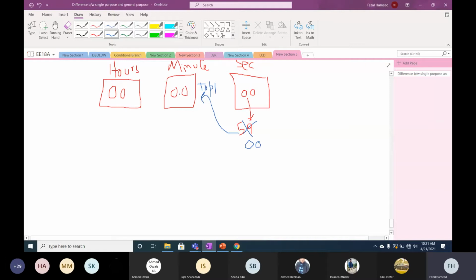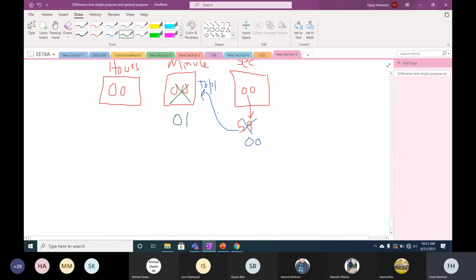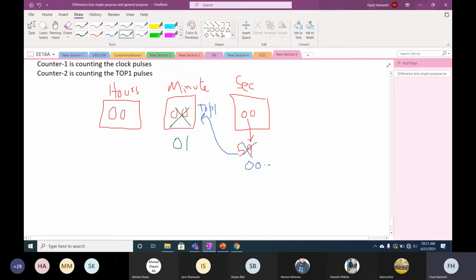What will be the value of minute? Should be 0, 1. And again, the second, you will again be counting from 0, 0 to 59. Again, when it reaches the maximum value, top 1 will again be asserted. It will become 0, 2. Am I right or not? Right, sir. Okay. Now, what should we do now?